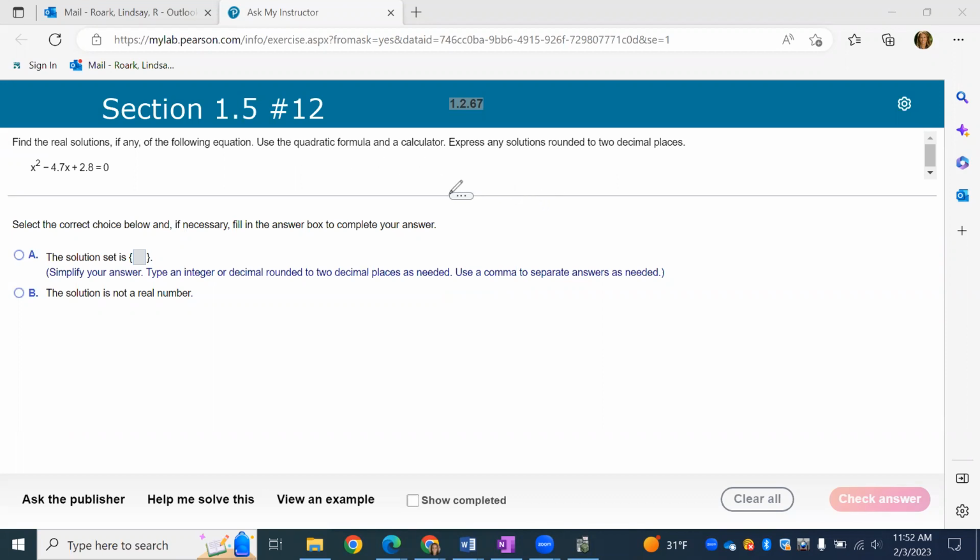For the quadratic formula, what we're always going to want to do first is label what values we're going to substitute for a, b, and c. Since the original equation was x squared minus 4.7x plus 2.8 equals 0, that means a equals 1, b equals negative 4.7, and c equals 2.8. That's always a good idea to write down on your paper, especially for a quiz, checkpoint, or test, to make sure we have the correct values.